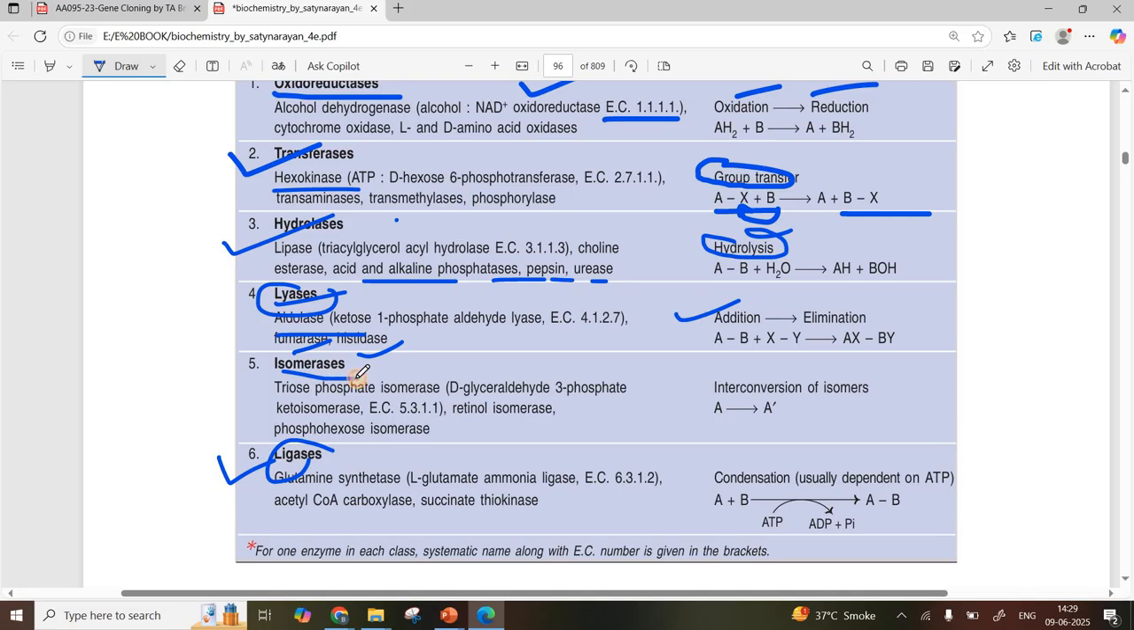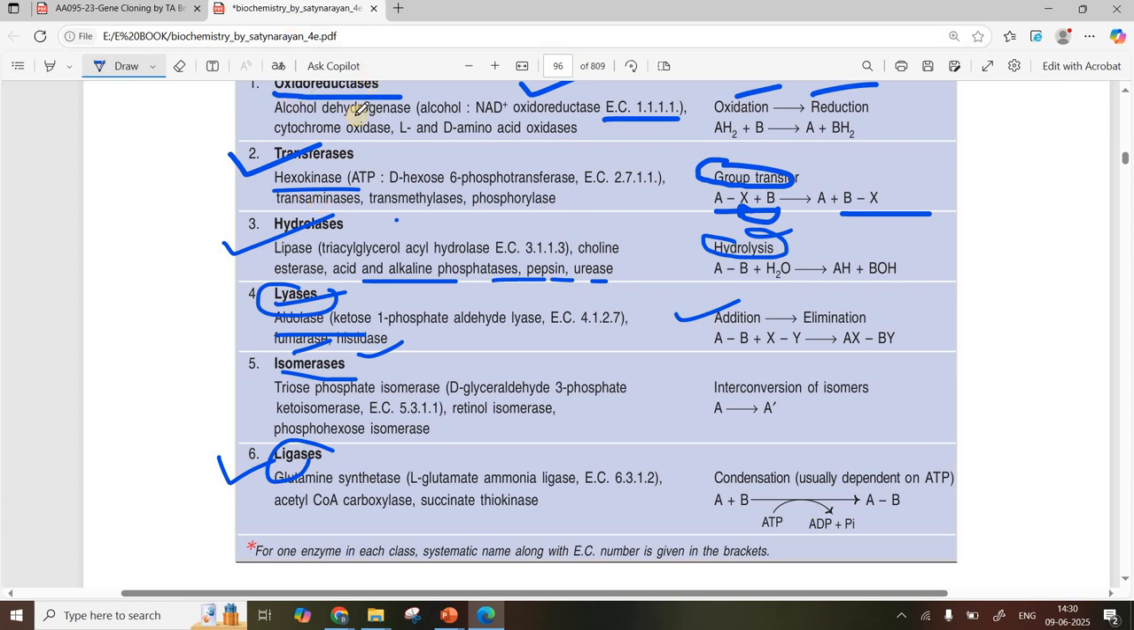Then you have isomerases. Isomerases act, for example, on the position of a group at carbon number 3, as in glyceraldehyde 3-phosphate to dihydroxyacetone phosphate. The molecular formula remains the same, but the structure is different.